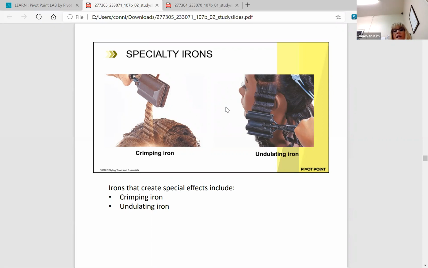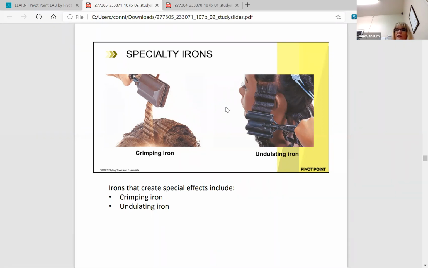And then there's these undulating irons, which have two undulating or curved plates. Sometimes people call those wavers. The hair is positioned between the heated plates, which are closed to create the S pattern, or, you know, the waving type of a pattern.